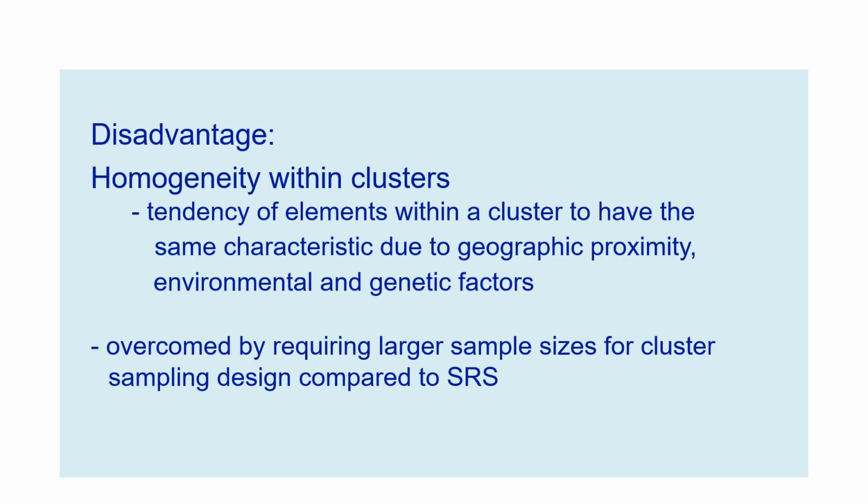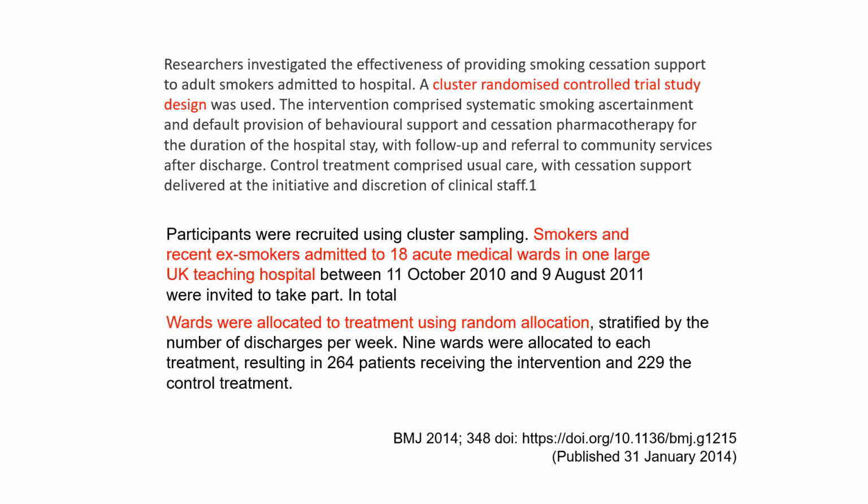It is usually more economical than other types of sampling. It saves both time and money. However, because of the tendency of the elements within a cluster to have the same characteristic, the rate of homogeneity or similarity is high within a cluster, and the amount of information provided will be less. This can be addressed by increasing the sample size requirement for clusters. In this example, the 18 medical wards are the clusters.